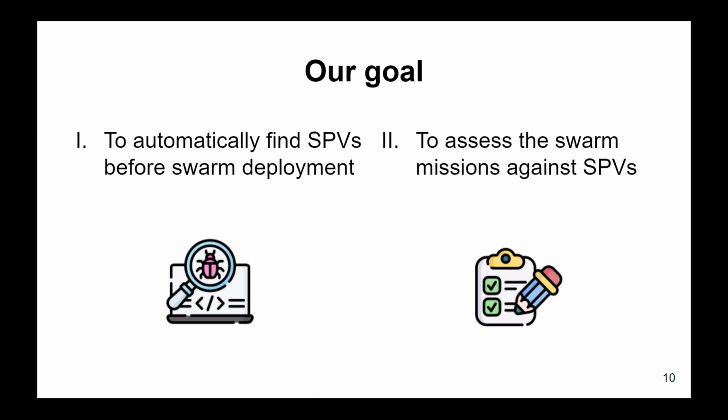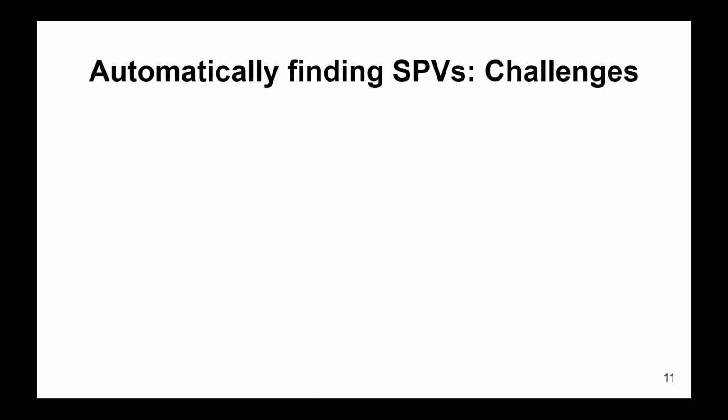Since SPVs can cause severe outcomes in a drone swarm, it would be helpful if we could know how resilient the swarm mission is against SPVs, especially before the actual deployment. To do so, we want to mimic the attack as closely as possible and to automatically find SPVs in advance. However, automatically finding SPVs is challenging.